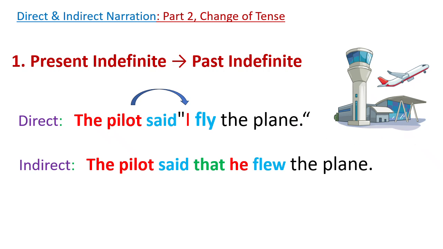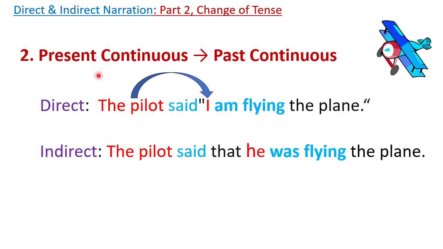Now after that we are moving to the second rule, which is that present continuous changes into past continuous tense. Now the sentence is in direct narration. The pilot said, I'm using the same types of sentences so you can easily understand with easy examples. The pilot said, inverted commas, I'm flying the plane. Now this I is for the pilot. It means that these are the exact words which came out from the mouth of the pilot, right?